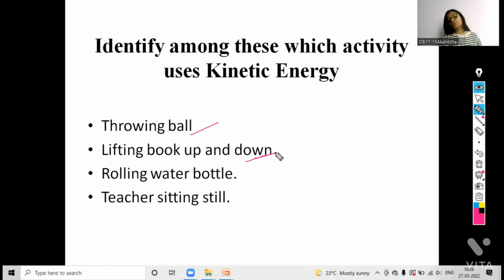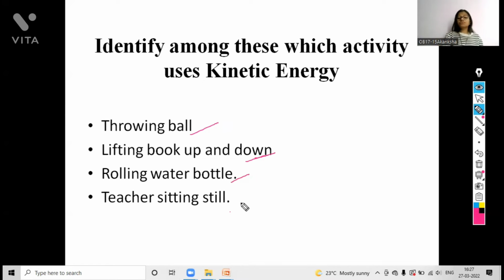Now moving on ahead, rolling water bottle. Whenever a water bottle is rolling, it is rolling in a certain direction, right? So if it rolls in a certain direction, then it is in motion. Again, if an object is in motion, it is having some kinetic energy. So yes, the third point is also correct.